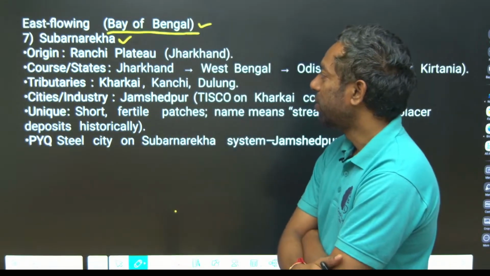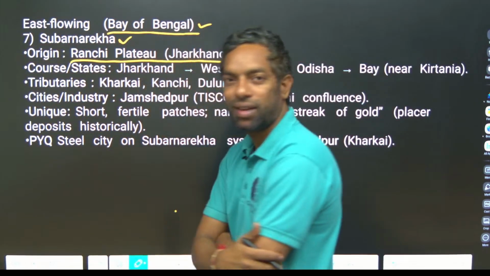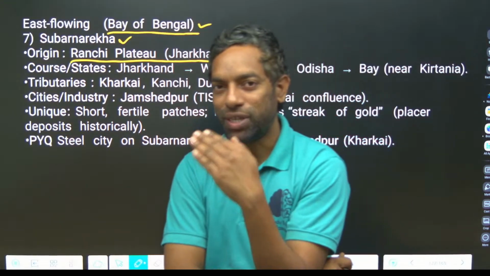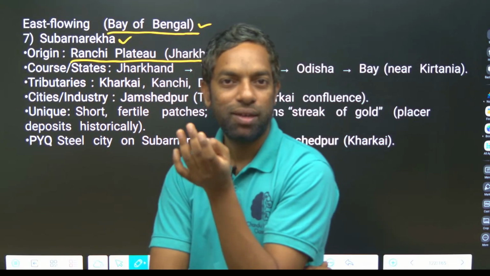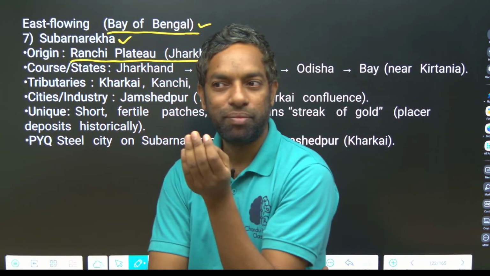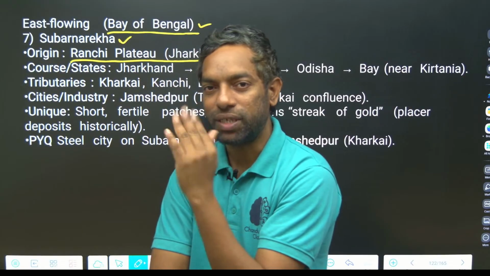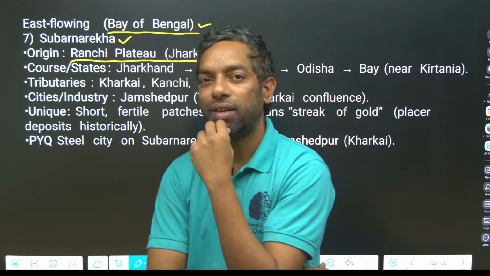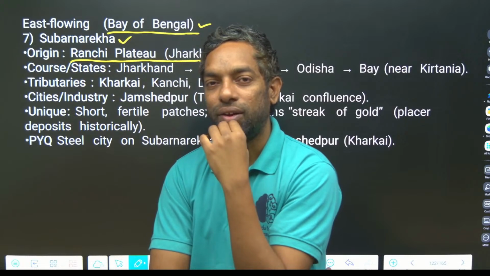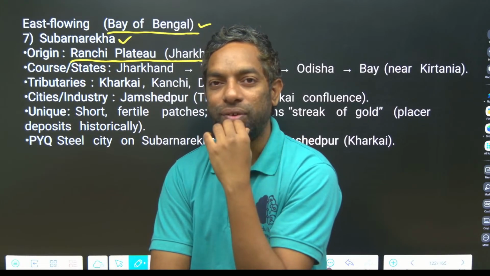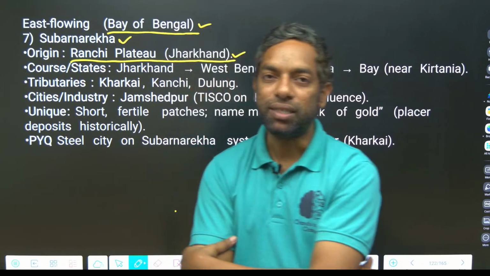Origin at Ranchi Plateau, Jharkhand. Of course, west flowing rivers are mostly in western states like Madhya Pradesh, Gujarat, Rajasthan, Chhattisgarh, Maharashtra, Karnataka. Kerala also west flowing. If we come to the east flowing, there are eastern states like Andhra Pradesh, Jharkhand, Odisha, Tamil Nadu. These are the east flowing states, guys.